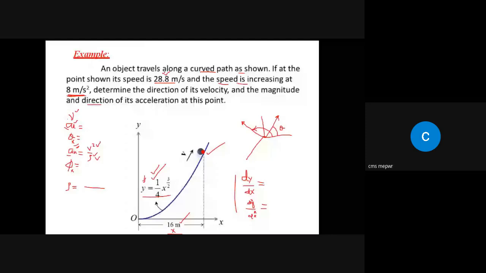Now let's look at the direction. We know that at any instant, for example at this instant, the direction of velocity during a curvilinear motion can be given as tangent to the path. So if it is tangent to the path, this tangent is neither parallel to x nor parallel to y. It should have one component in x and one component in y, right? Yes, sir.